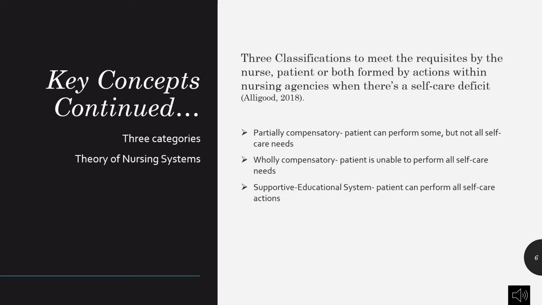The third concept applied is theory of nursing systems. 3 classifications to meet the requisites by the nurse, patient, or both formed by actions within nursing agencies when there's a self-care deficit. The first is partially compensatory. Patients can perform some but not all self-care needs. Wholly compensatory is when a patient is unable to perform all self-care needs. And supportive educational system is when patients can perform all self-care actions.